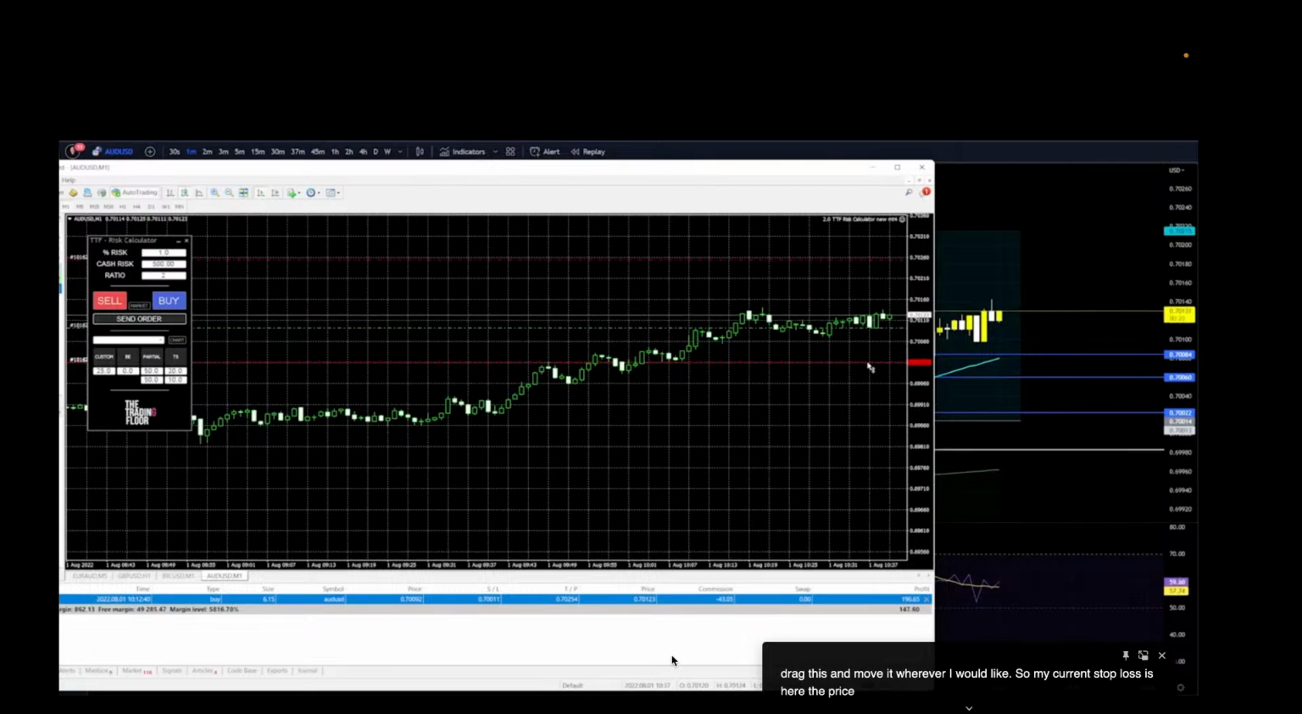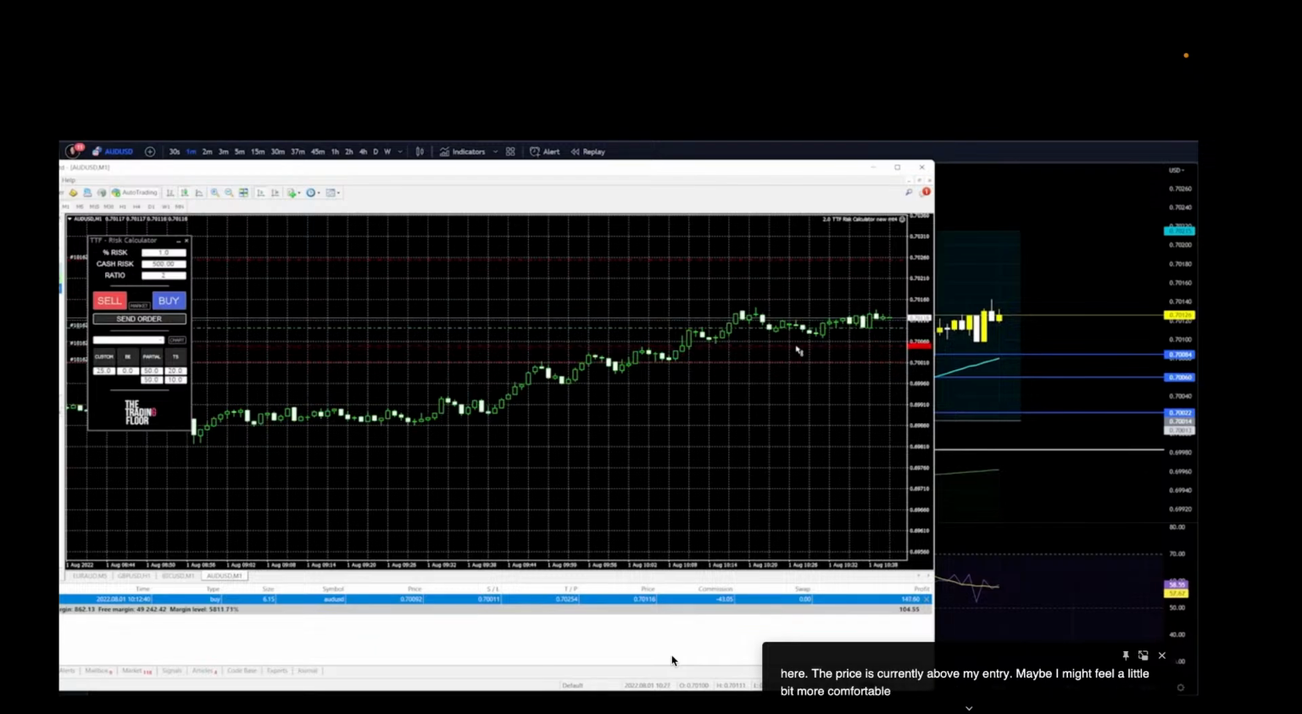The price is currently above my entry. Maybe I might feel a little bit more comfortable and lose less money on my trade if I move my stop loss to this previous swing. So previously it was here and I just moved it up one swing. So now with price going in my direction, and I originally risked $500 for this trade, which is 1% on a $50,000 account, I'm now risking about half that amount. So if it does hit my stop loss, I've only lost 200 while it's still going in my direction.